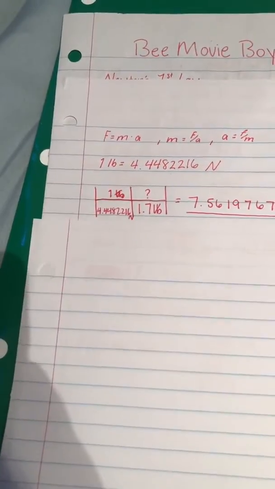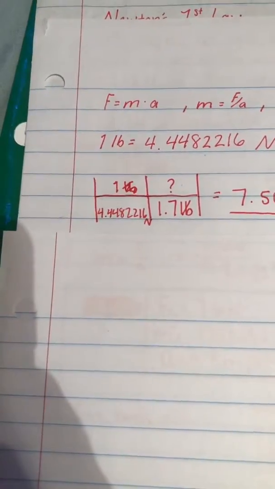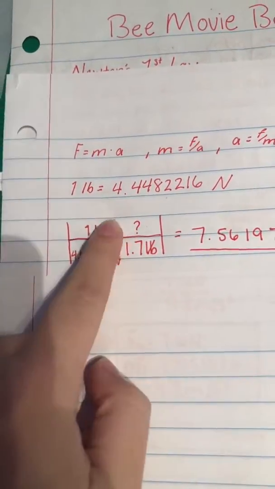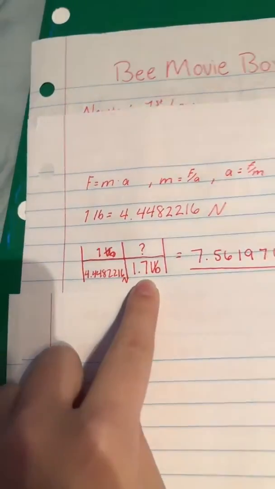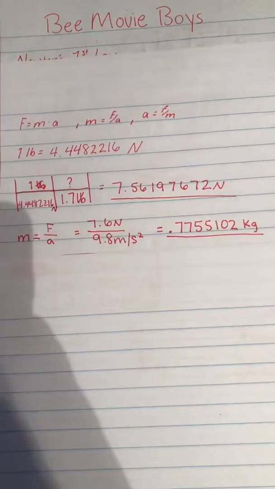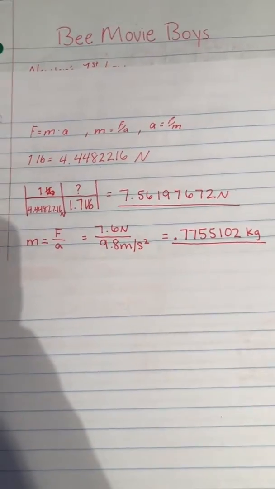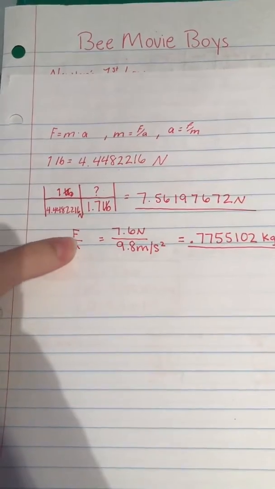So then, using our little field goal method, 1 pound is equal to 4.44822216 newtons. The pounds cancel out, multiplying this times that gives you 7.56197672 newtons. And since we already know the acceleration due to gravity on Earth, that's 9.8, we can find out our mass because we just solved for the force.